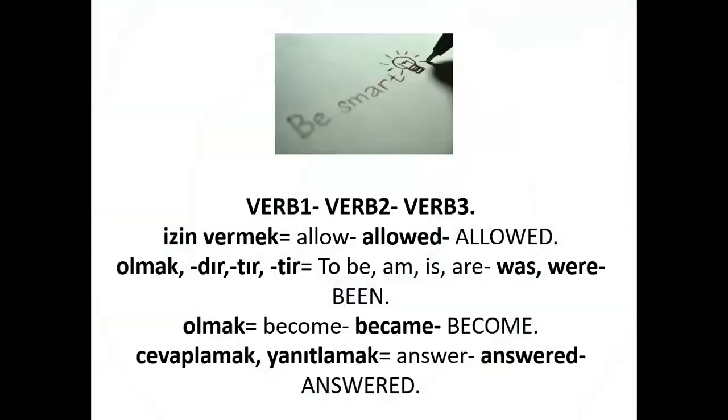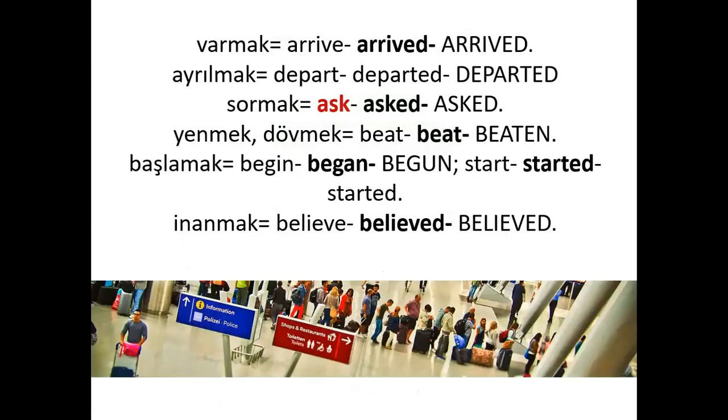Verb 1, verb 2, verb 3. Allowed. Okay. To be: was, were, been; become, became, become. Verb, the first form, second form, and third form. Of course, what we need is the verb 2, the second form. Our subject is about second form now. Of course, the first form is used when there is did and didn't, in negative sentences and questions.